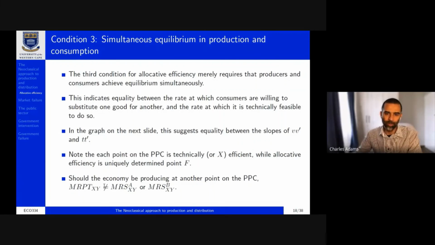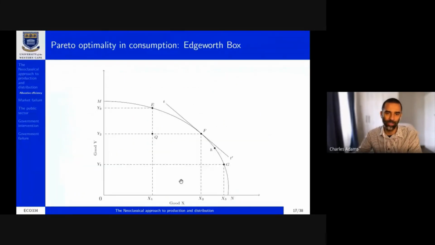Should the economy be producing at another point on the PPC, then MRPT is not equal to MRSA or MRSP. So the MRPT refers to the marginal rate of product transformation. That's just the slope of this production possibilities frontier, right? The marginal rate of product transformation. How much of good X must the economy stop producing to produce more of good Y? In other words, moving to the left of this curve.